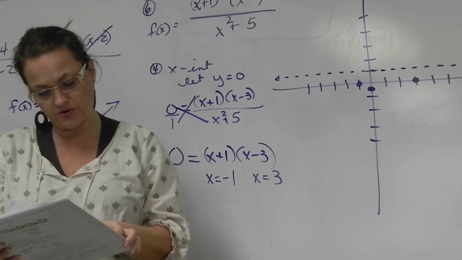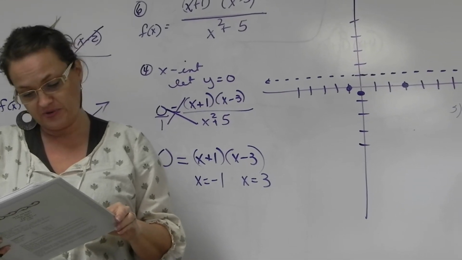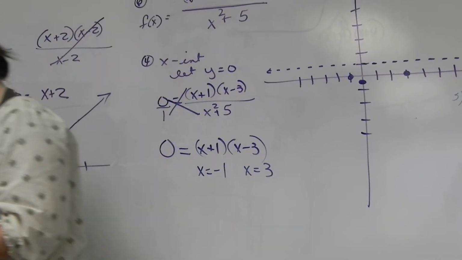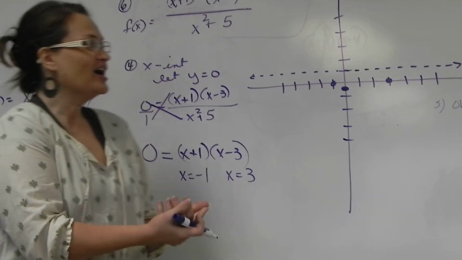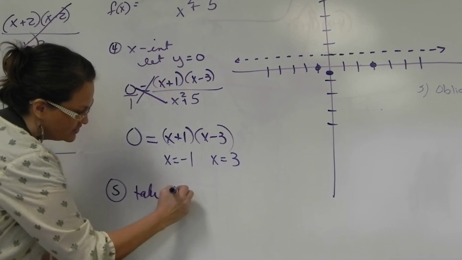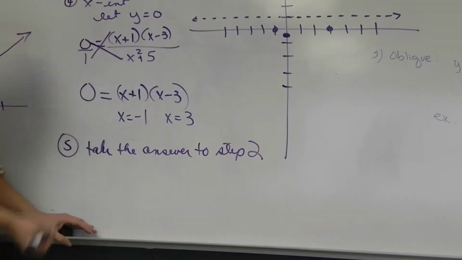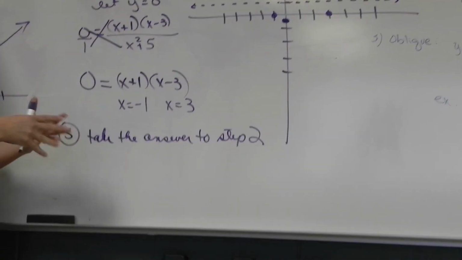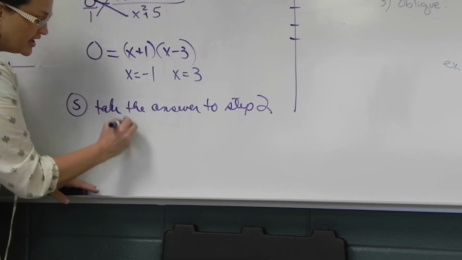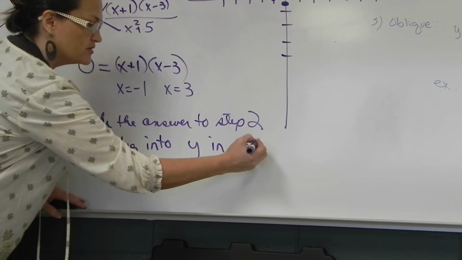But to decide if it's going to cross that non-vertical, step 5 says, determine whether the graph will intersect this non-vertical asymptote by solving f of x equals b or f of x equals mx plus b, where b, or mx plus b, is the y value of the non-vertical asymptote. So in other words, if you want to make a better note, number 5 is take the answer to step 2, whatever you found for that non-vertical asymptote, whether it was horizontal or oblique, and then plug that into y in the original equation.